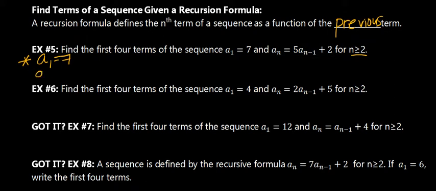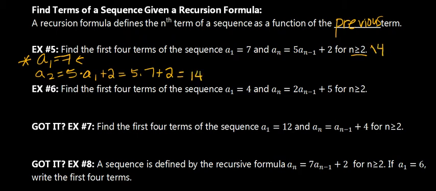So if we go ahead and we want to find the next term, a sub 2, I can define a sub 2 as 5 times a sub 1 plus 2, and we just were given the first value, so I have 5 times 7 plus 2, and that equals 14. So our first term is 14. We can go ahead and keep on building off of our previous term.